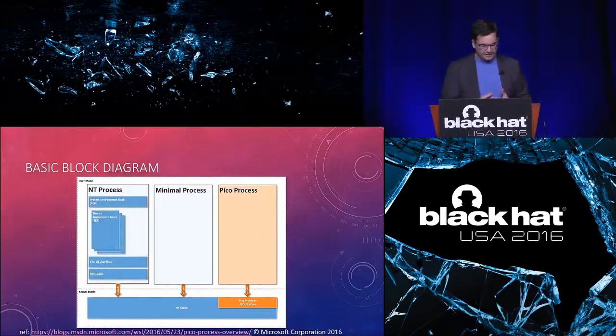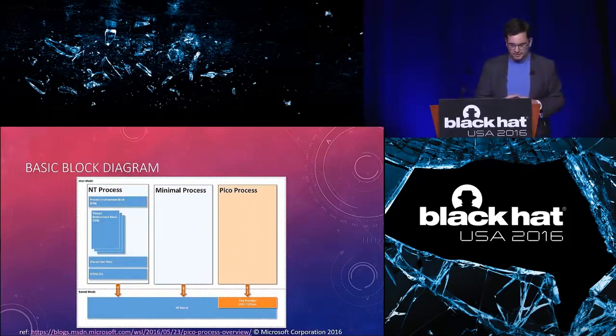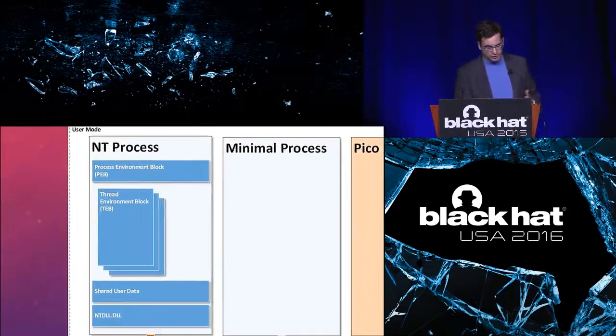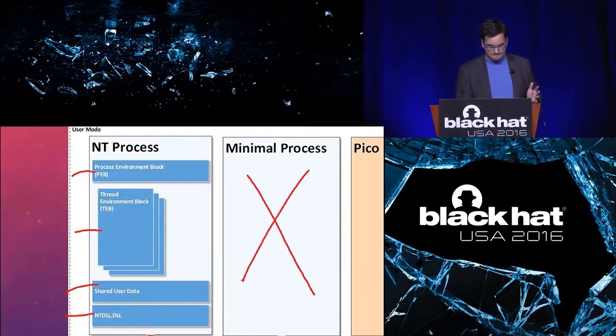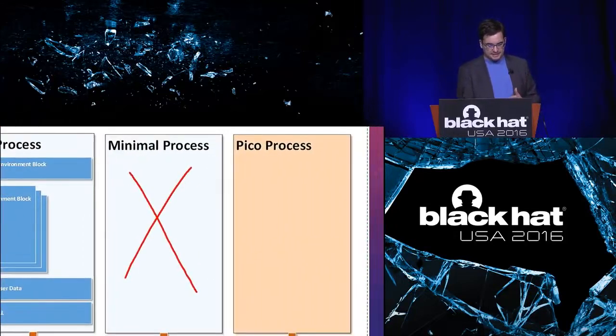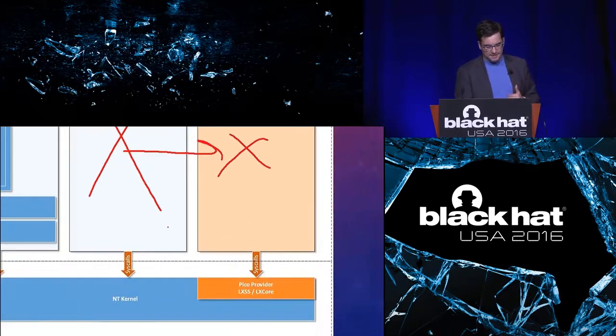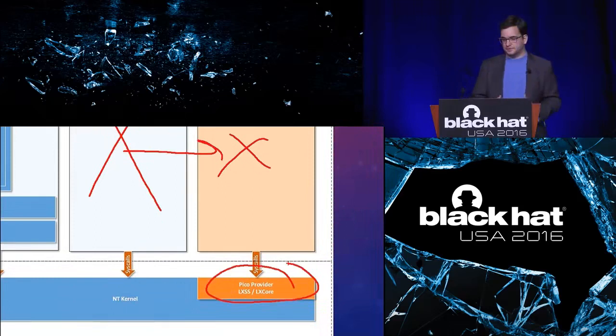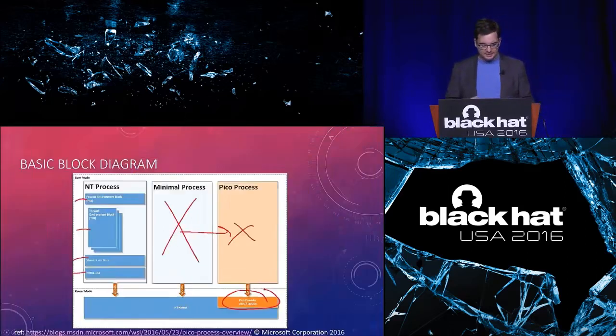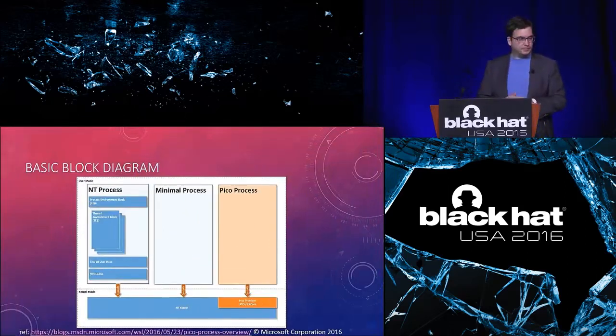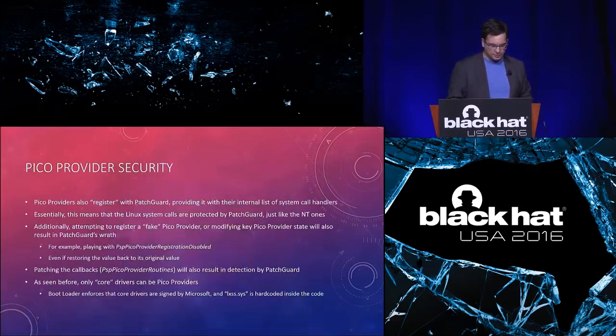So this is a very nice diagram that Microsoft published on their blog. So, copyright and kudos to them. And basically what you see here is an NT process is just a normal Windows process with all the NT things you're probably familiar with. A minimal process has none of that inside it. And then a Pico process is basically a minimal process which has nothing inside it either, but has a Pico provider taking care of all its exceptions, all of its system calls, and everything else. So it's an extension of the idea of a minimal process. That's basically the internal functionality that makes all this work.